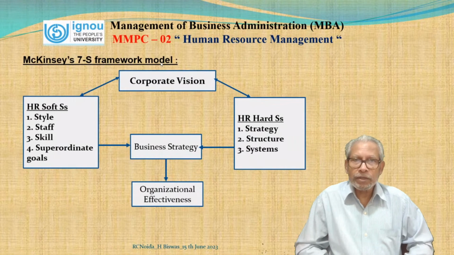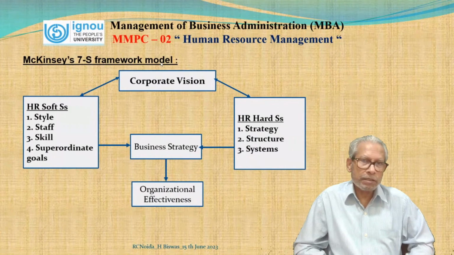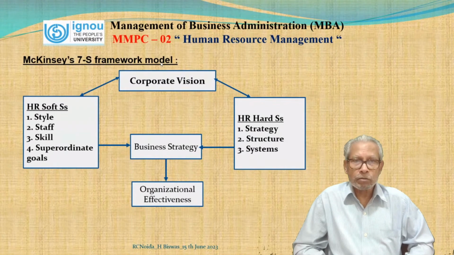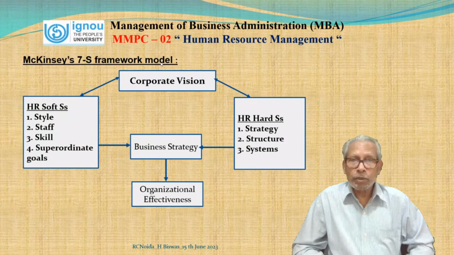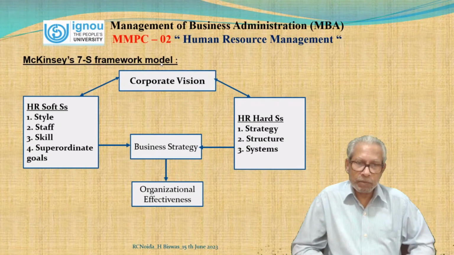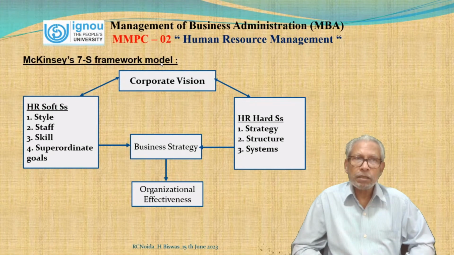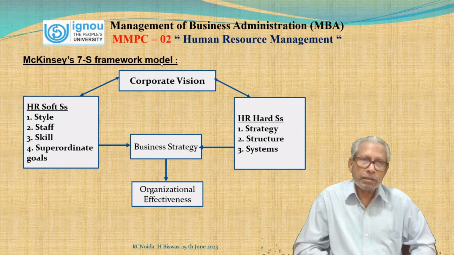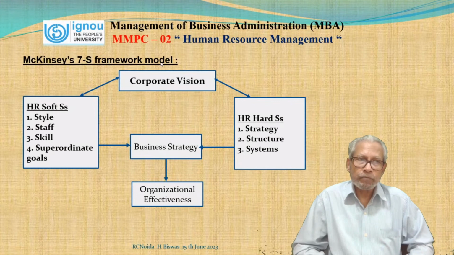Because when I am talking about these things, it will change a lot, and based on this, change management is also coming up. So it may be in a very broad way. That's why it is hard in nature. Now corporate efficiency, business strategy, and international organizational effectiveness are all interconnected. This is the way the McKinsey 7S framework model has given.